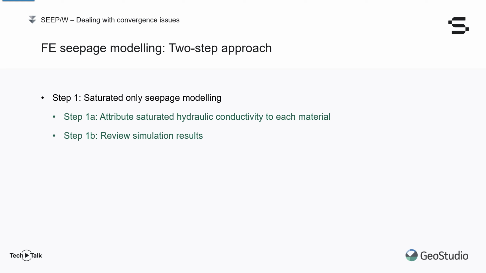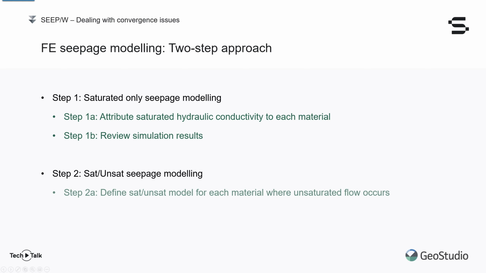The two sub-steps included in step 1 are, first, to attribute a representative saturated hydraulic conductivity to all materials used in the models. And secondly, to review the simulation results and identify each material where our fully saturated flow hypothesis doesn't hold true. The second step to this approach will be to build on the information gathered in step 1 and properly simulate the saturated, unsaturated flow that will develop in certain areas of the model.